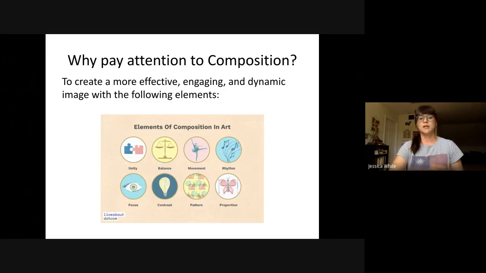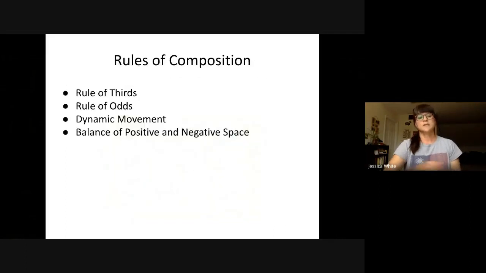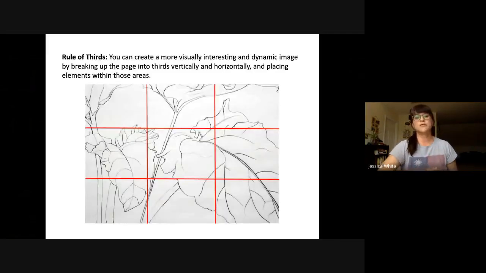We want to find unity, balance, some movement in the composition, rhythm, a focus to focus your eye on, some contrast, pattern, and proportion. All of these elements help to create a very good, engaging composition. We are specifically going to talk about these four rules of composition today: the rule of thirds, the rule of odds, dynamic movement, and then the balance of positive and negative space. So let's start with the rule of thirds.